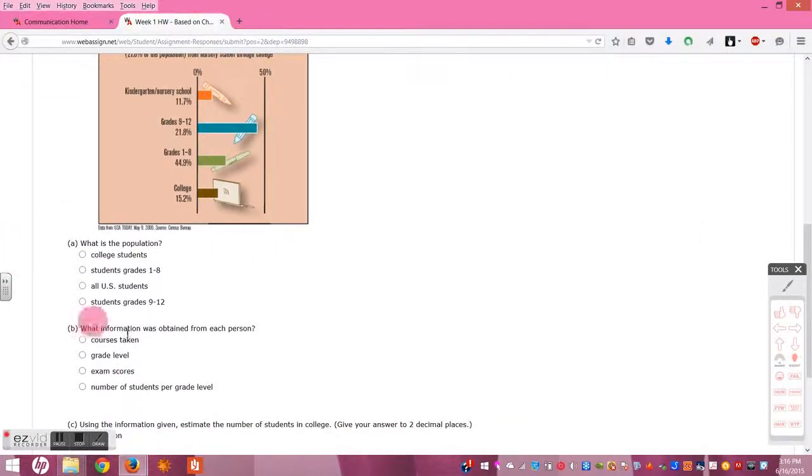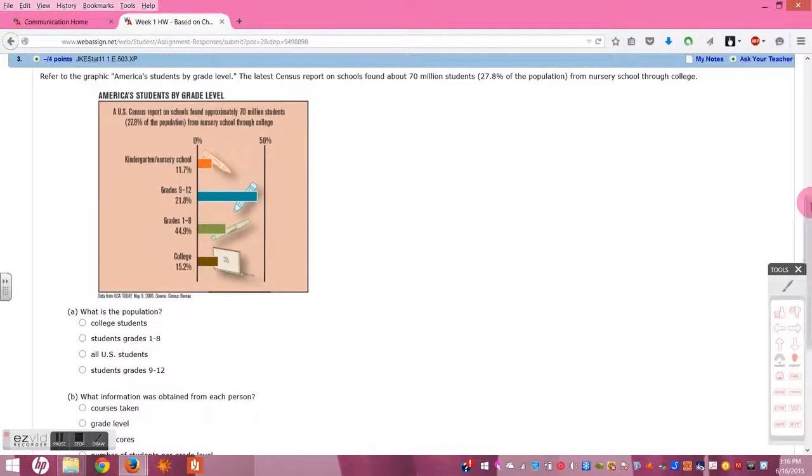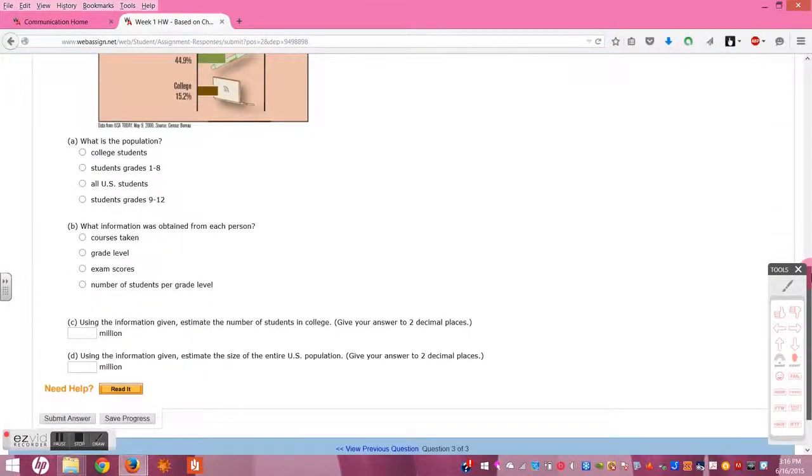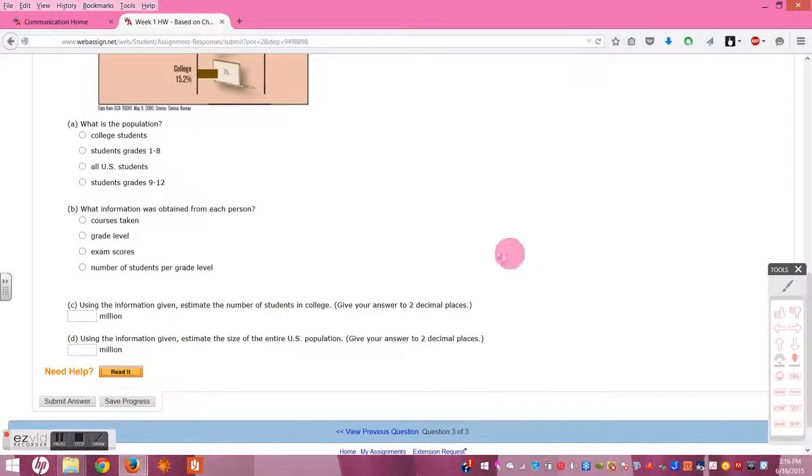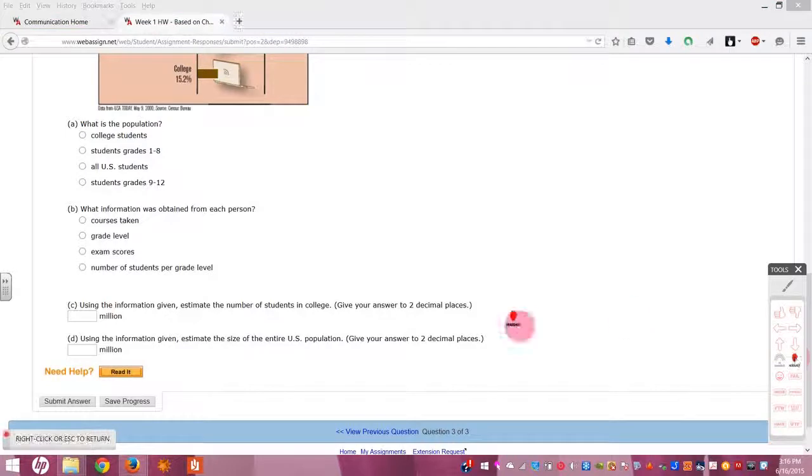There are also times when you have diagrams. This happens a lot in statistics, where you have to analyze it based on some numbers. This one is asking some multiple choice questions about the population and what information was obtained. And you also have some number questions. It's asking for specific numbers of the students in college.